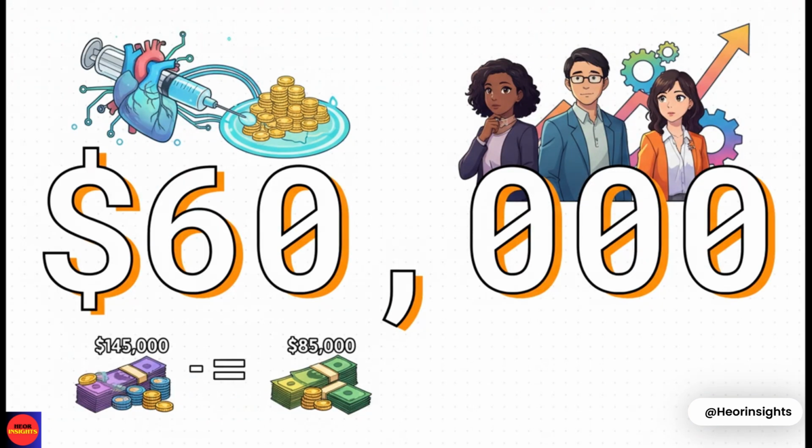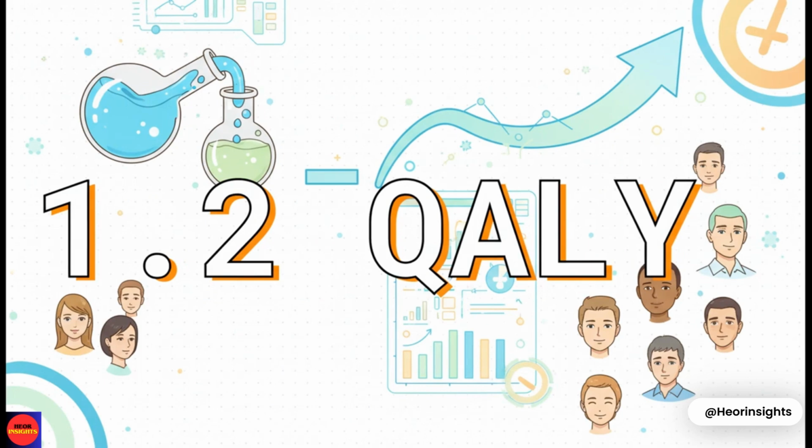First, we calculate the incremental cost, or delta C. We simply subtract the cost of the standard care from the cost of the new drug. So, $145,000 minus $85,000 results in an incremental cost of $60,000. Second, we do the same for the incremental effect, or delta E. We subtract the QALYs from the standard of care from the QALYs provided by the new drug. So 3.5 QALYs minus 2.3 QALYs yields an incremental effect of 1.2 QALYs.